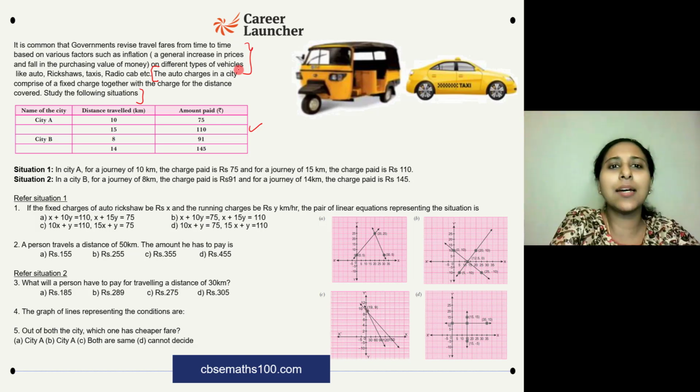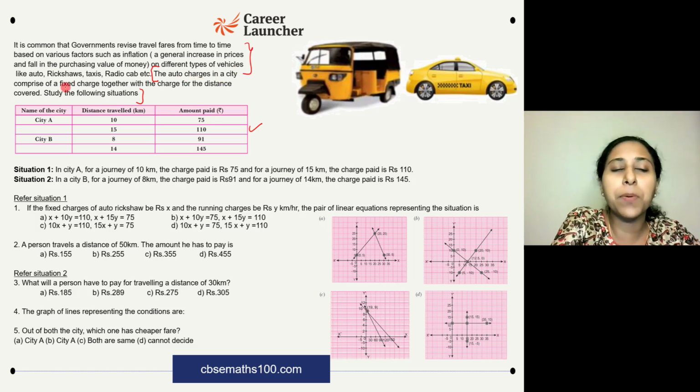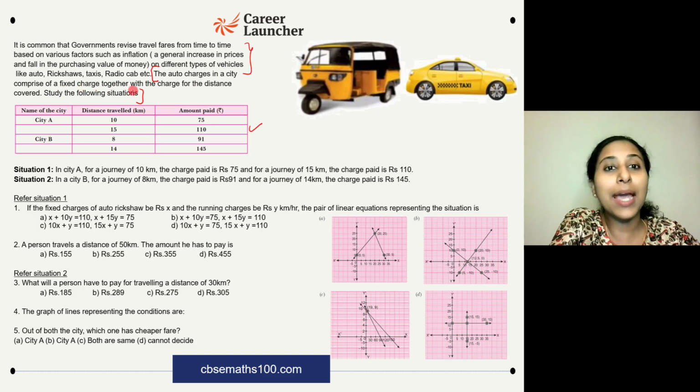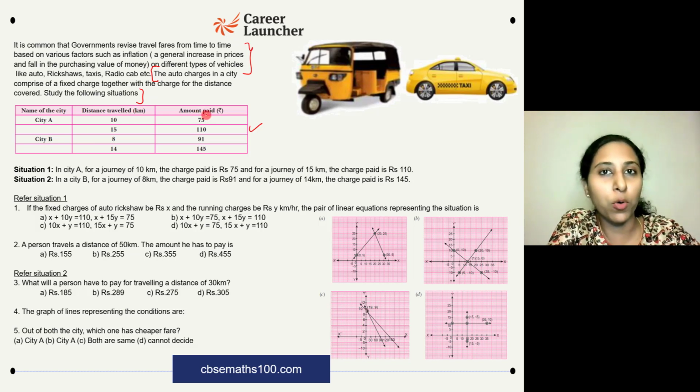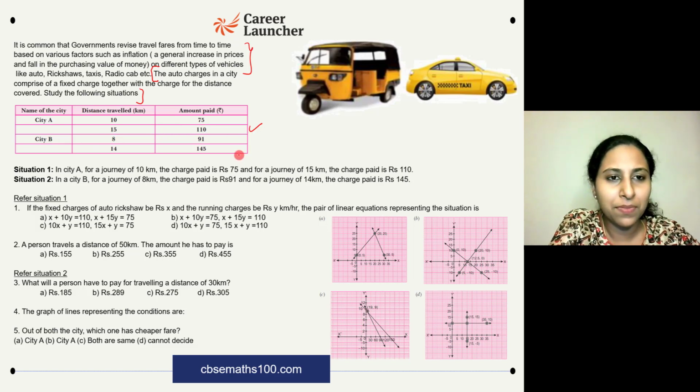So the important thing here is auto charges in a city comprise a fixed charge together with a charge for the distance covered. And there are two situations given over here for two cities where distance traveled has been mentioned along with the amount paid. If you look at city A, you can see when 10 kilometers is traveled, 75 rupees has been paid. For 15 kilometers, 110 rupees has been paid. For city B, similarly, two situations have been given.